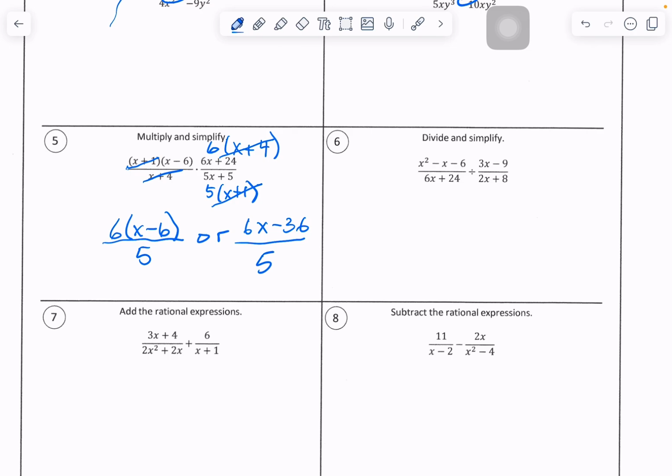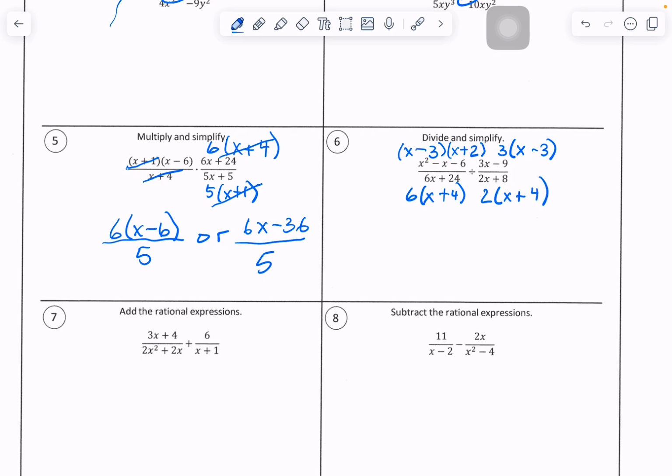All right. Number 6 is division. So the first thing we do is factor. This is x minus 3 and x plus 2. This is minus 3 and plus 2. This one is 3 times x minus 3. This one here is 6 times x plus 4. And this one is 2 times x plus 4.